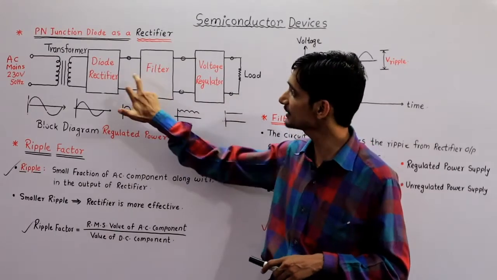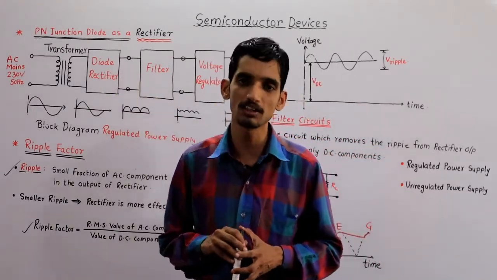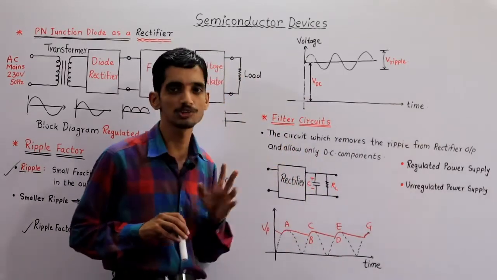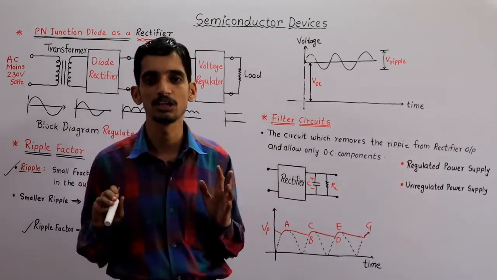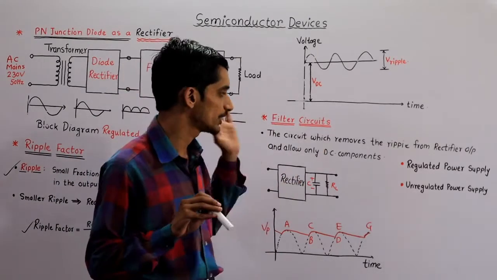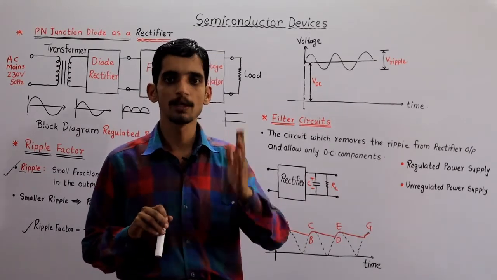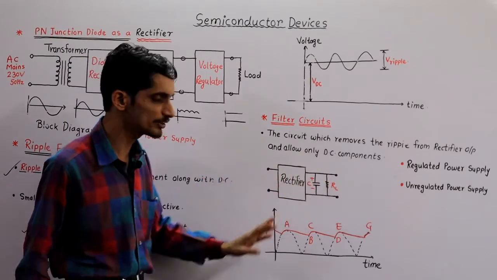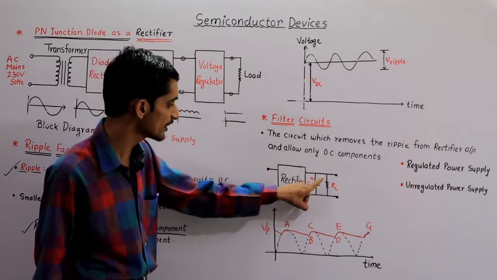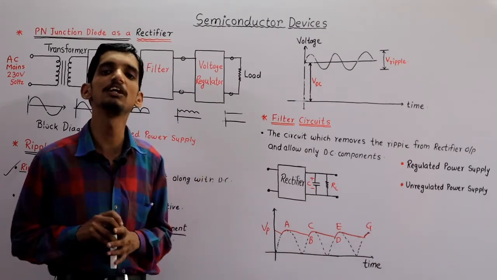This filter is connected at the output of the rectifier. What is the function of the filter? The filter removes the ripple from the output of the rectifier and only allows the DC component. In this way we can eliminate the ripple content. This is a basic diagram of a rectifier along with a filter. The output of the rectifier is connected to the filter.